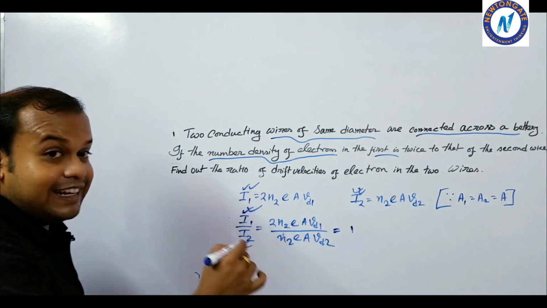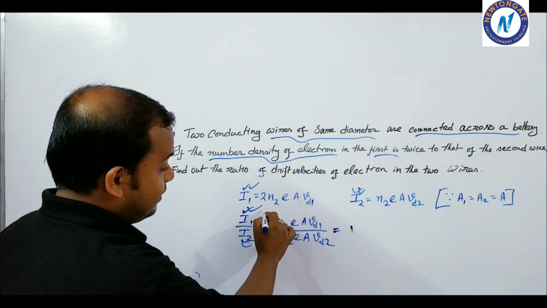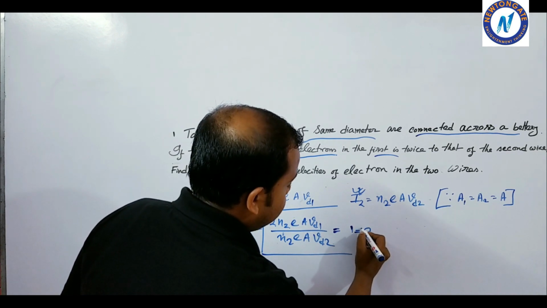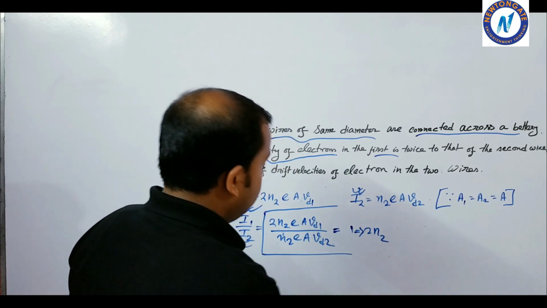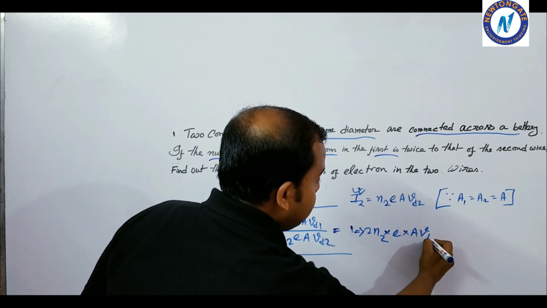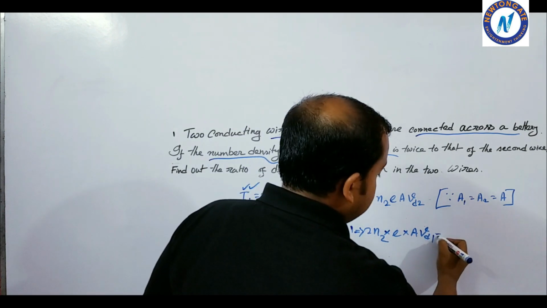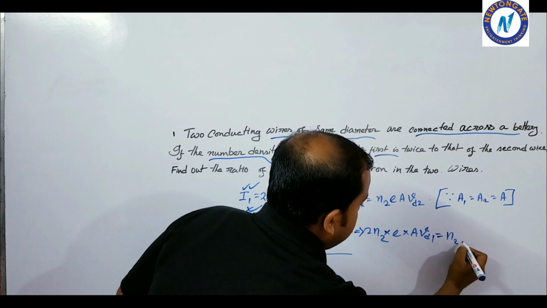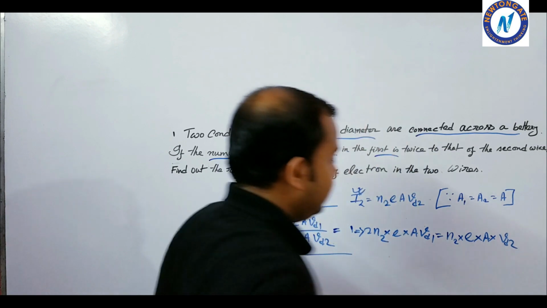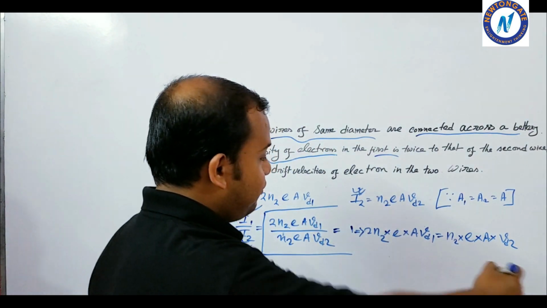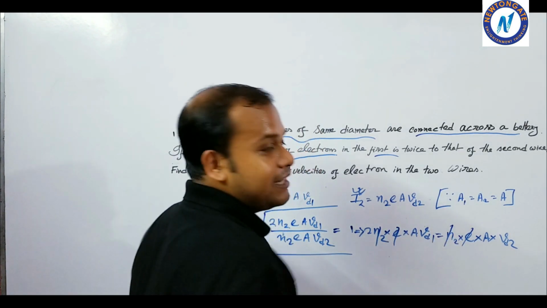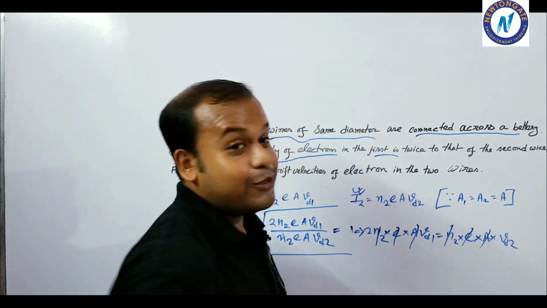So now let us write the equation accordingly, considering only this part. So after this, can I write twice of N2 into E into A into VD1. This is actually equals to N2 into E into A into VD2. Can I write this? Right? So from this, N2 and this N2 will cancel each other, then E will cancel each other, and A will also cancel each other.